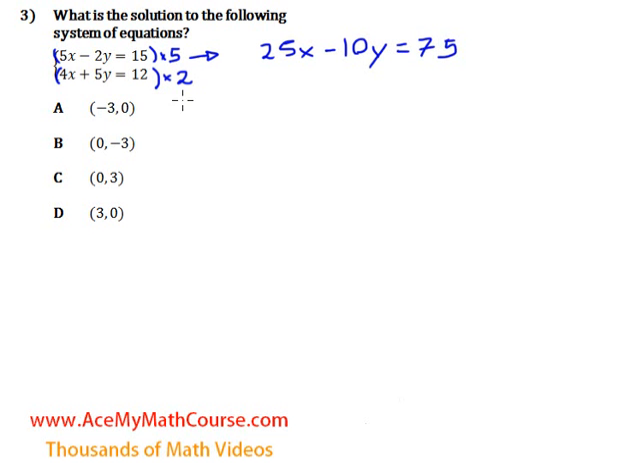Great. Now down below, we're multiplying the bottom equation by 2. 4x times 2 is 8x. 5y times 2 is 10y. And 12 times 2, 24.